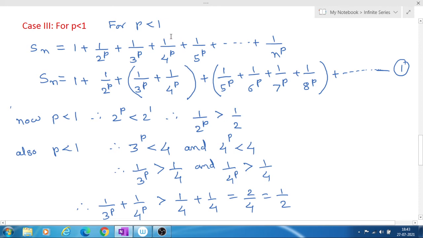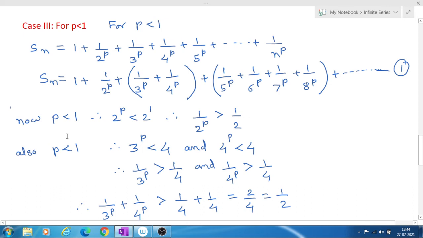So when p is less than 1, Sn is equal to 1 plus 1 upon 2 raised to p plus 1 upon 3 raised to p plus 1 upon 4 raised to p plus dash dash plus 1 upon n raised to p. So now here we put brackets from the third term. So for third and fourth we put a bracket here. The next bracket will contain the next 4 terms. Again the next bracket will contain 8 terms, and so on.